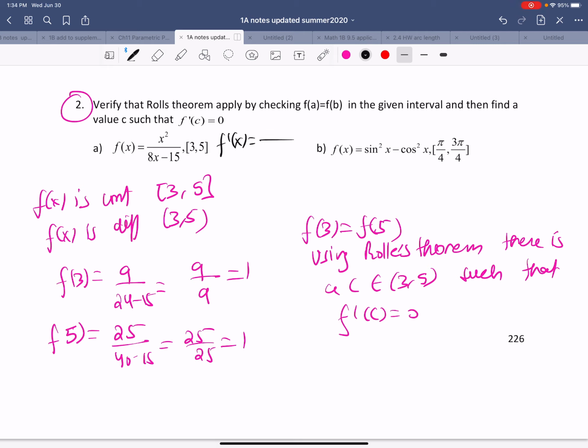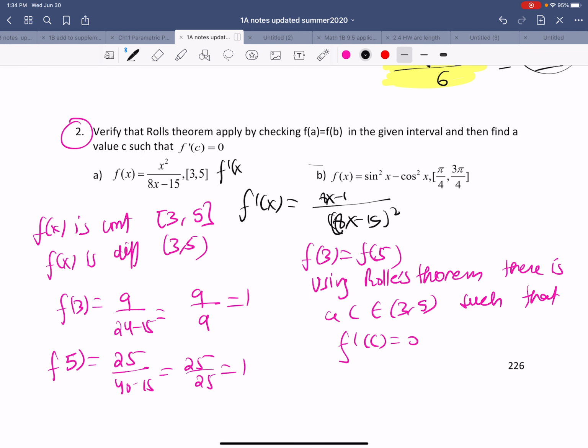f prime of x, we're going to have to use the quotient rule here. Low d high, 8x minus 15 times the derivative of the higher term, minus the higher term times the derivative of the lower term, which is 8. Okay, so simplifying it turns out to be 16x squared minus 8x squared, which is going to be 8x squared minus 30x over 8x minus 15 squared.